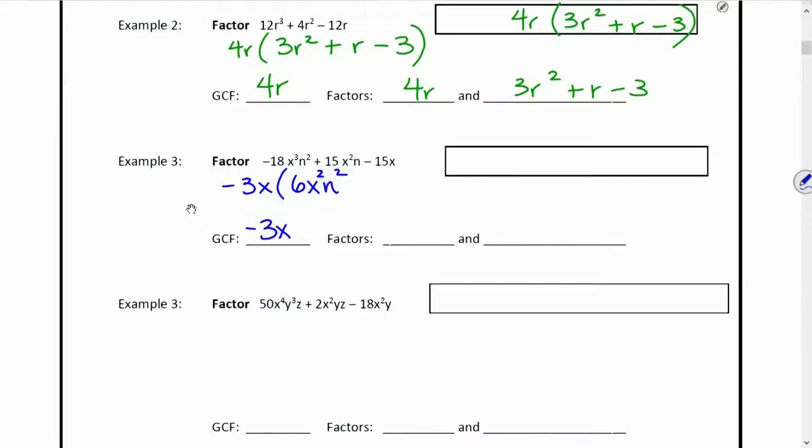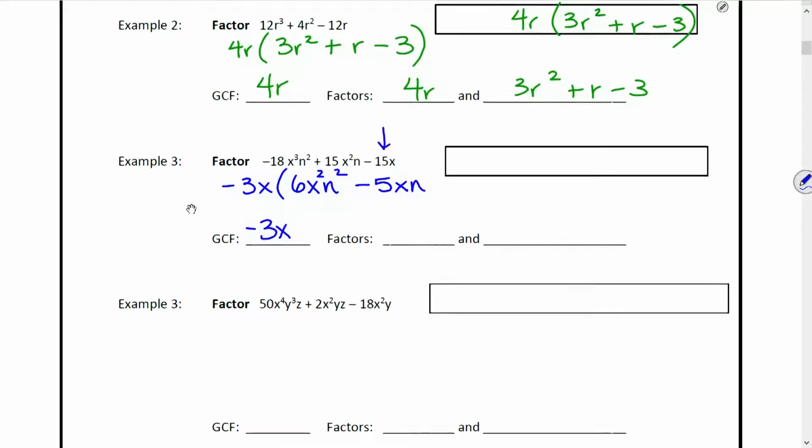Okay, next I have negative 3x times what is positive 15x squared n. Well, a negative times a negative is a positive, so this next term must be negative. Okay, and 3 times what is 15? Well, 3 times 5 is 15. And then I have x times what is x squared, and the answer is x. And then I have no n in my GCF, so I have to have this n. Okay, that's this second term.